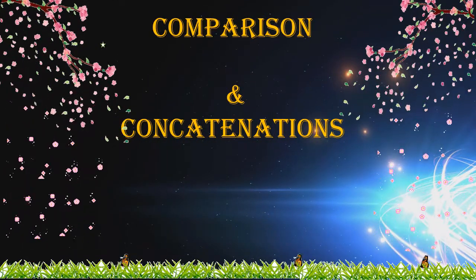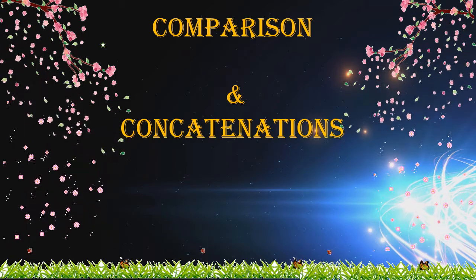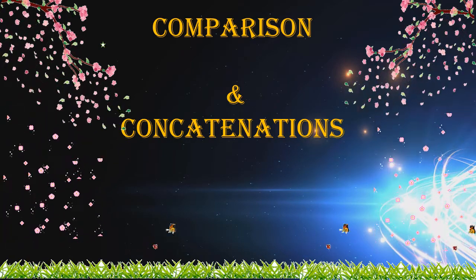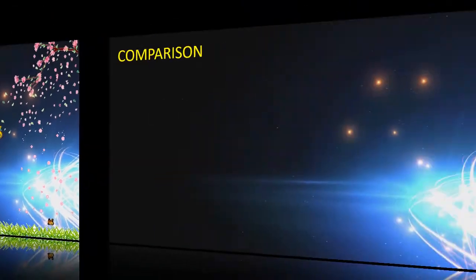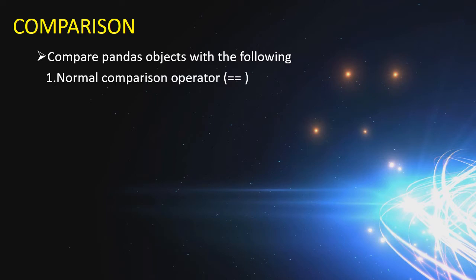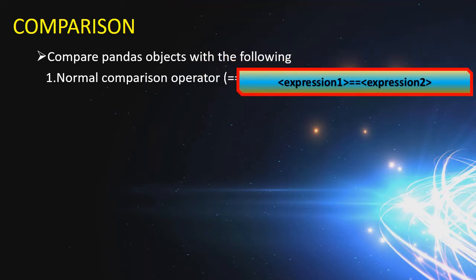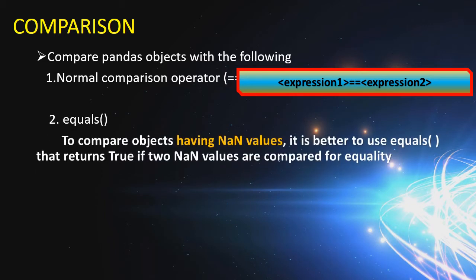So we are going to see about comparison between two data frames and concatenation of data frames. Comparison is performed using the equal operator. The general form is expression 1 equal to expression 2. And the second method is we can use the equals function for comparing the two data frames.